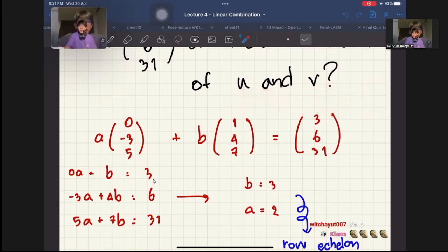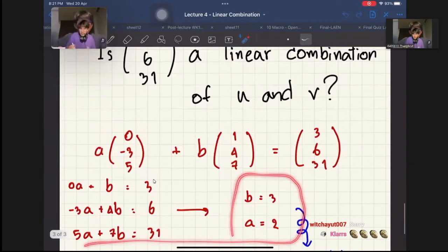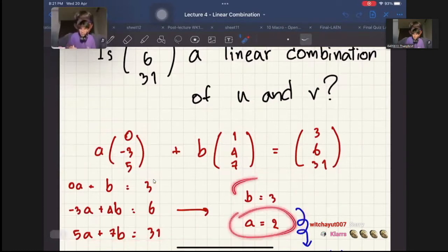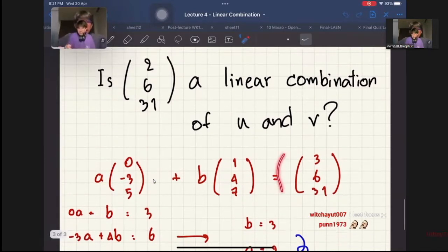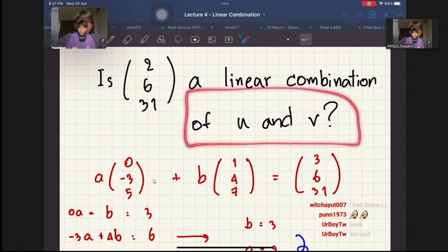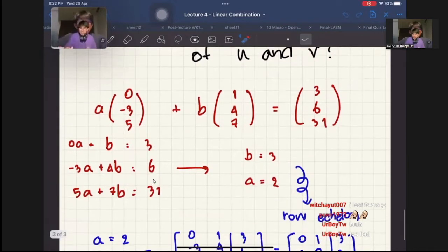When you do this method and you get the answer, you can find a and b, or you can find the scalars that multiply your vectors. That means this vector is a linear combination of your vectors u and v. So another method is row echelon.